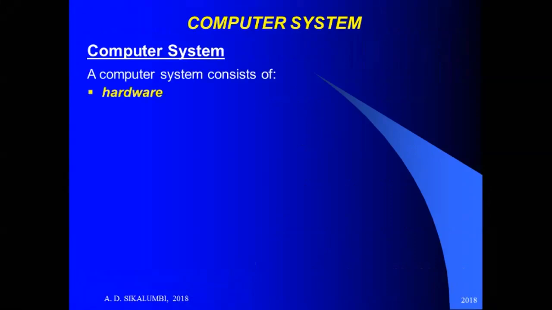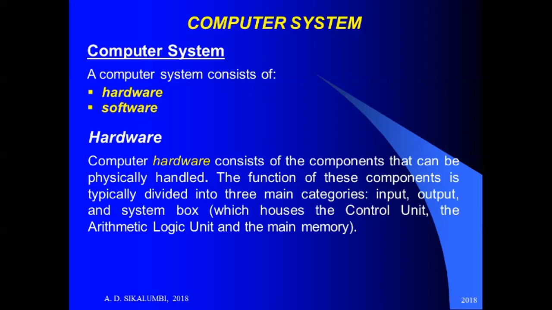Then quickly we can look at the computer system. The computer system, we said, is made up of two components as I indicated earlier: the hardware, which consists of the physical components that can be handled physically, that you can manipulate. They are tangible in nature. And we've got three categories which involve the input, meaning they put information into the computer; output, they put out information from the computer; and the system box, which is the central processing unit. And we say the central processing unit has got the control unit, the arithmetic logic unit, and the memory.